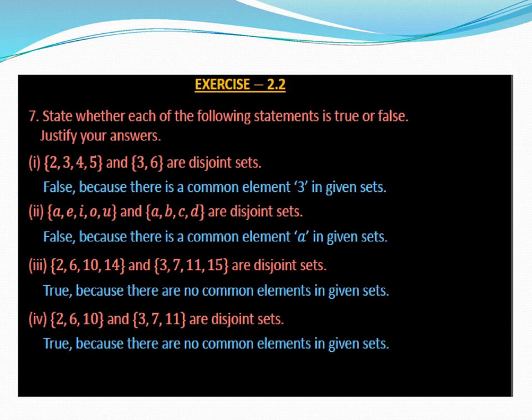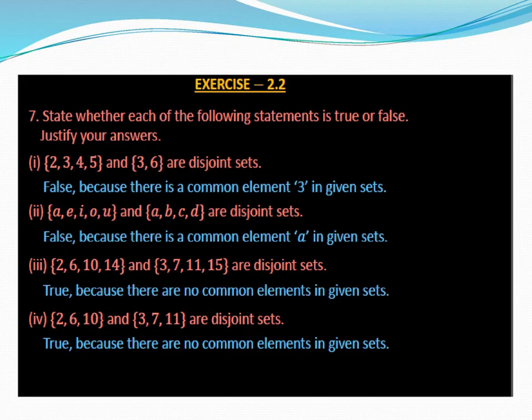So we will solve the first problem in section 7. 2, 3, 4, 5 is one set and 3, 6 is the other set. Are they disjoint sets? No, these are not disjoint sets. Disjoint sets means there is no common element between the given sets. Here 3 is the common element. So the given statement is false because there is a common element, 3, in the given sets.